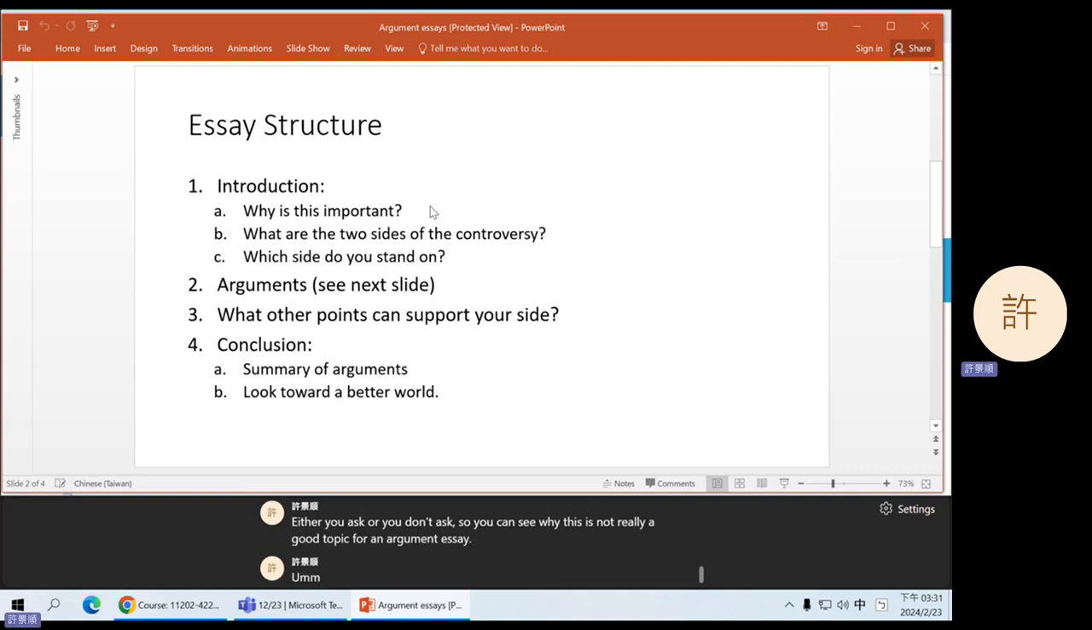So, similar things, right? Like, should you kill a baby? Obviously, no. Don't write about that. So when you choose a topic, you do have to think, are there two sides to this issue? Can both sides be convincing? Can you imagine a reasonable person supporting the other side? That is a good topic. Okay, so that's the argument essay structure. Questions?